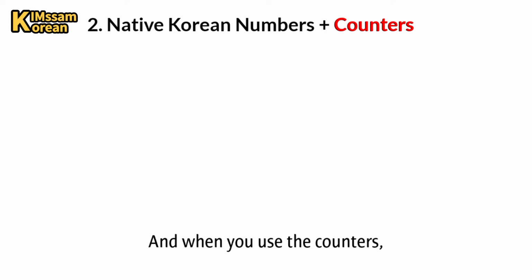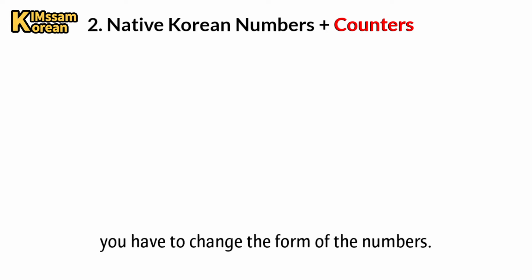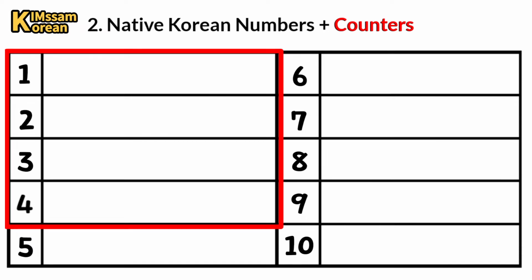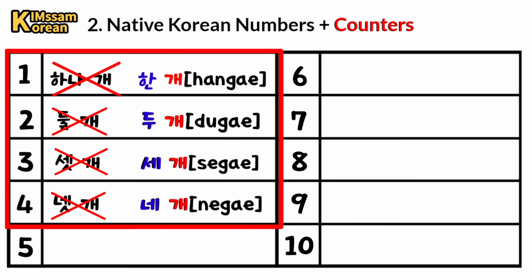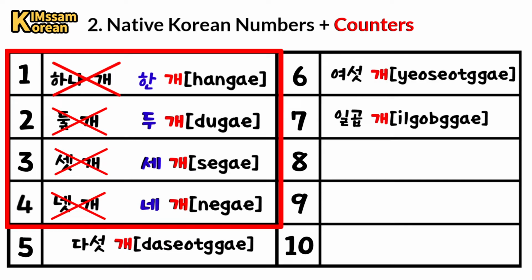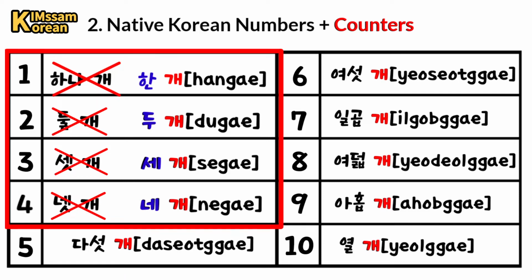And when you use the counters, you have to change the form of the numbers from 1 to 4 like this. It's not 하나 개, it's 한 개. It's not 둘 개, it's 두 개. It's not 셋 개, it's 세 개. It's not 넷 개, it's 네 개. From 5, there's no changes. So you can say 다섯 개, 여섯 개, 일곱 개, 여덟 개, 아홉 개, 열 개.